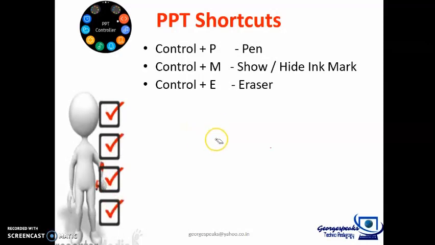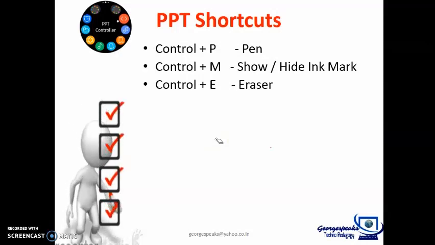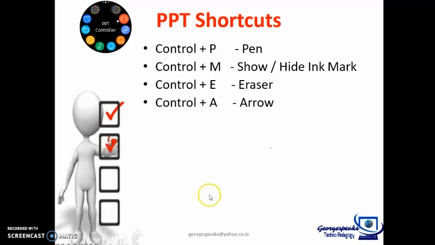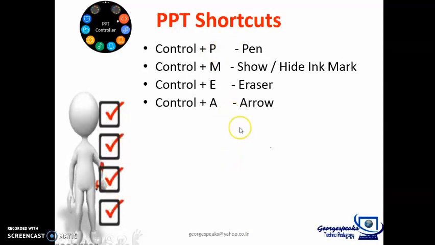And to get your arrow back after pressing any of these shortcuts, Ctrl plus P or M or E, what you have to do is press Ctrl plus A, and you can see the image of the eraser would change to an arrow. Only when it's an arrow, your PowerPoint would work properly. So Ctrl plus A, you'll get your arrow back.